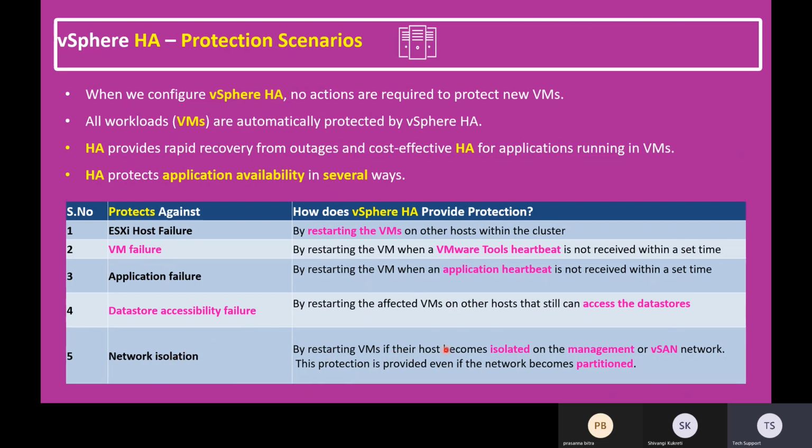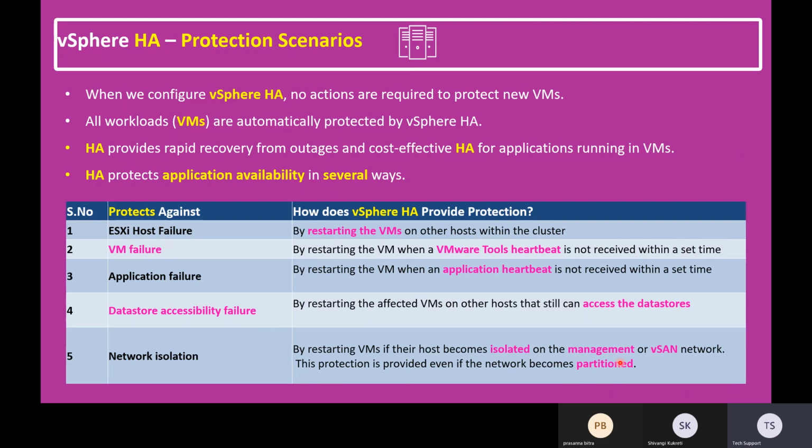And network isolation means the network connection is lost or the network is separated. It restarts VMs if the host becomes isolated on the management or virtual SAN network. This protection is provided even if the network becomes partitioned, because during the partition time, it will immediately create a temporary master. Okay, that is an important key point.